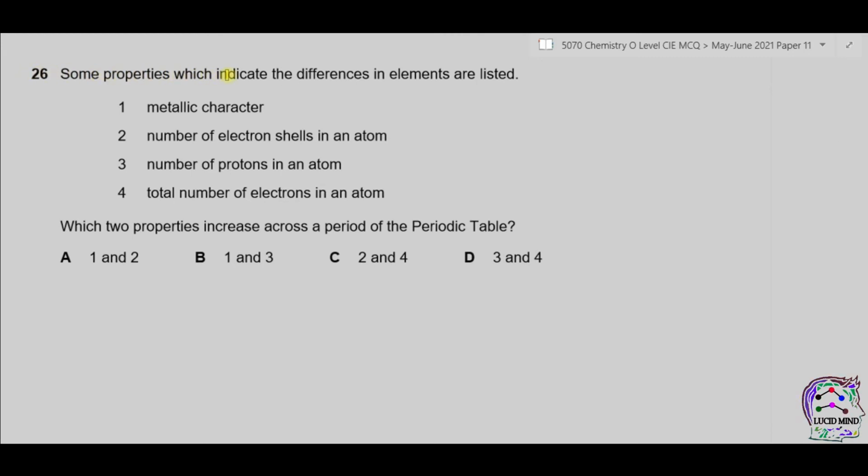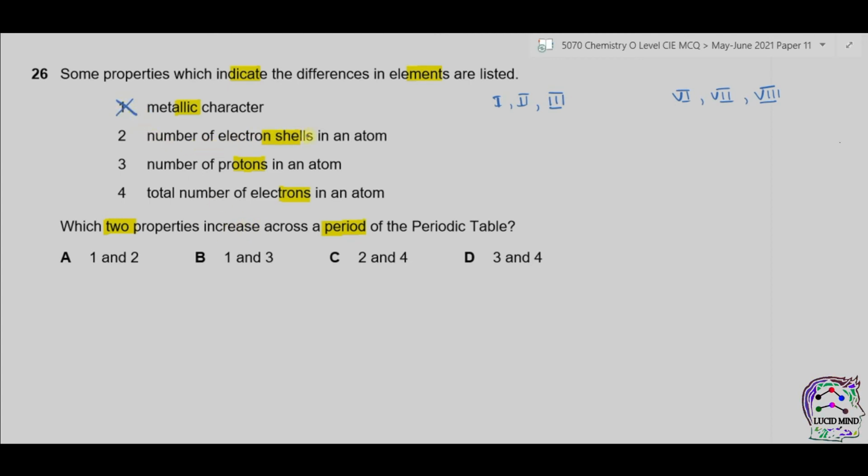Question 26. Some properties which indicate the differences in elements are listed. We have metallic character, number of electron shells in an atom, number of protons in an atom, total number of electrons in an atom. Which two properties increase across a period of the periodic table? In periodic table, group 1, 2, and 3 consists of metals, while group 6, 7, and 8 consists of pure nonmetals. So therefore metallic character decreases along the period. So it does not increase.